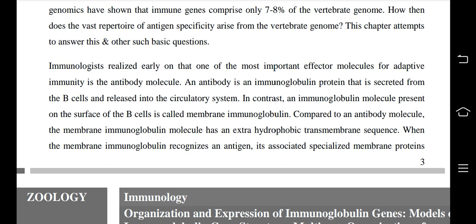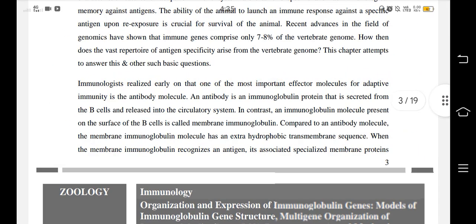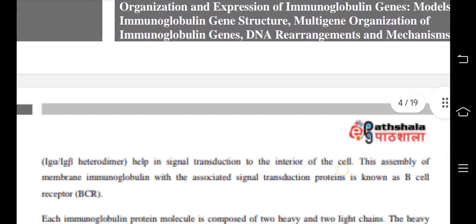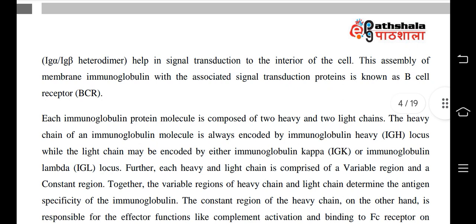Hydrophobic, in the sense of a water-hating transmembrane sequence. When the membrane immunoglobulin recognizes an antigen, its associated specialized membrane proteins like the Ig alpha, Ig beta heterodimer help in signal transduction to the interior of the cell. This assembly of membrane immunoglobulin with the associated signal transduction protein is known as the B cell receptor, or BCR.